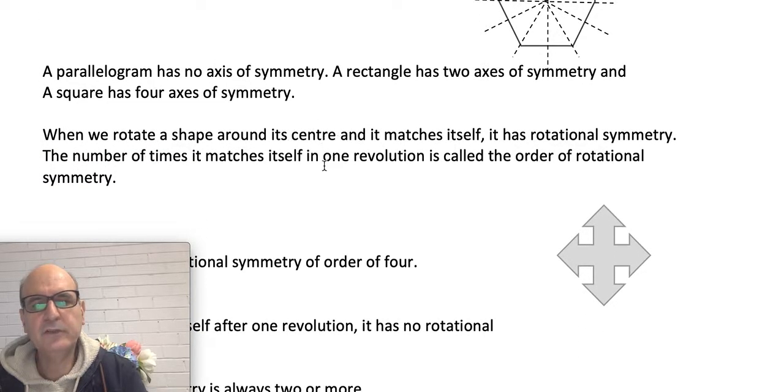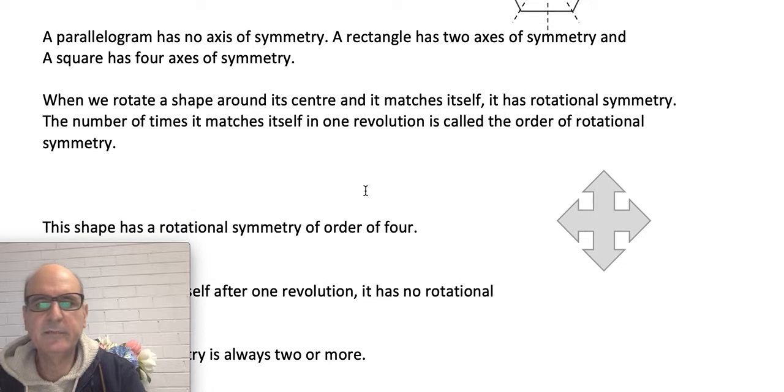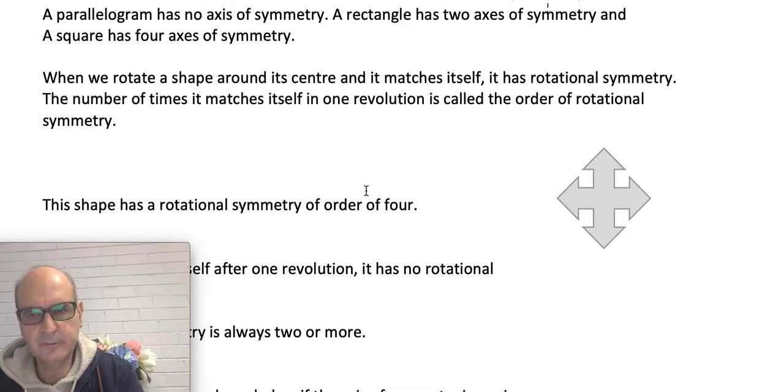Then rotational symmetry is when you rotate an object and it falls on itself during a revolution or 360 degrees of turn. How many times it covers itself is called the order of rotational symmetry.